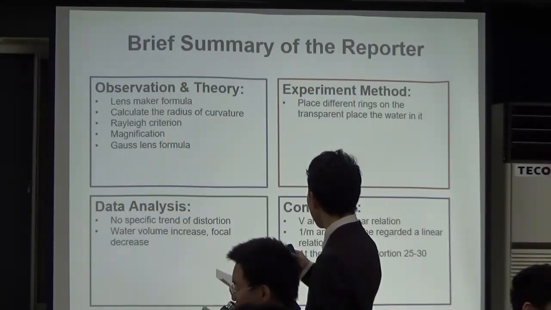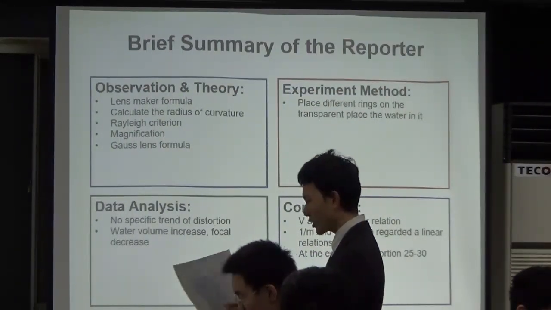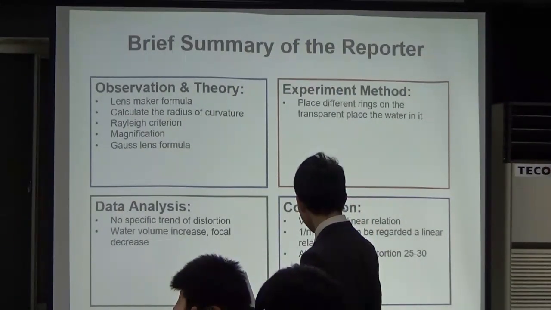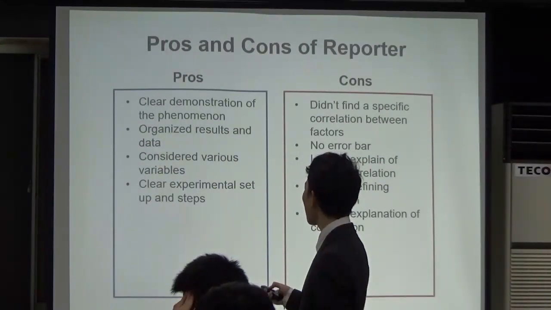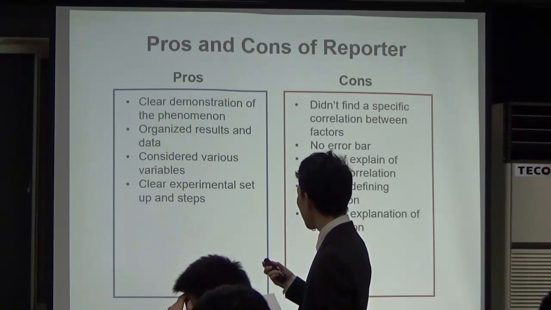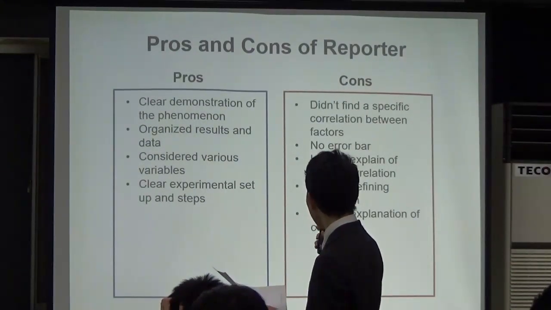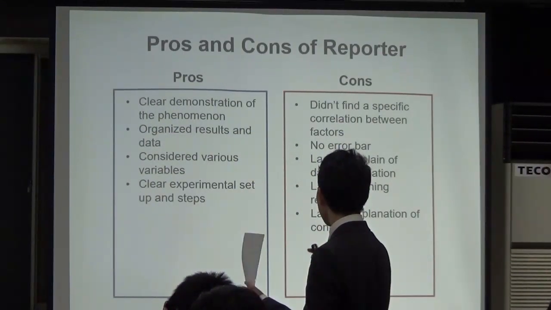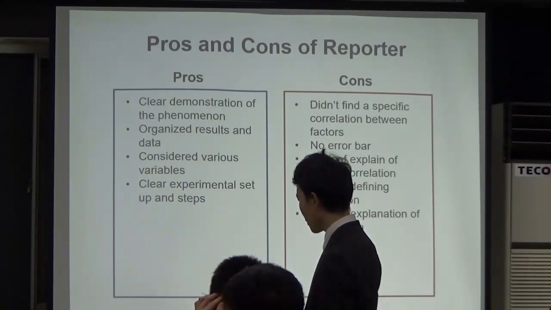And the conclusion is that many of the relationships are linear when only focusing on a small amount of change of volume. And the pros and cons of the reporter. The pros: they have a clear demonstration of the phenomenon, organized results in data, they consider various variables, and have a clear experimental setup and steps. But the cons: they didn't find a specific correlation between the factors, had no error bar, and a lack of explanation of the data's correlation with their theory, and lack of defining resolution. And there is a lack of explanation of the whole conclusion page.